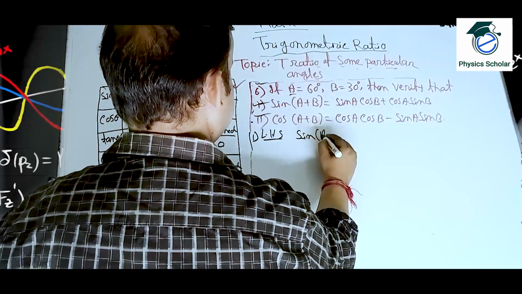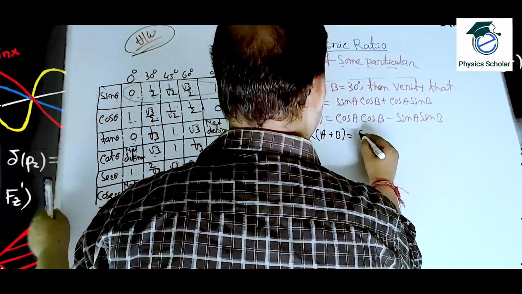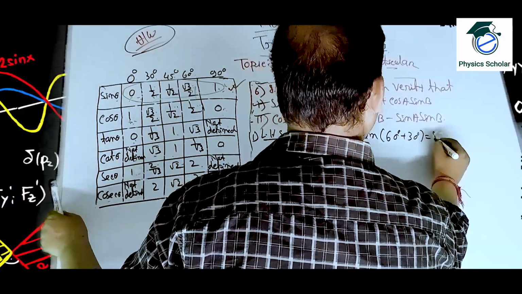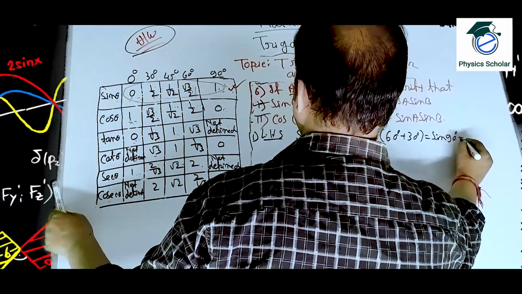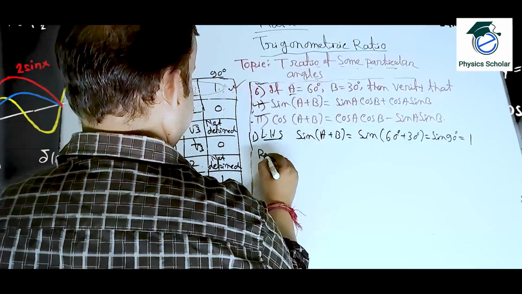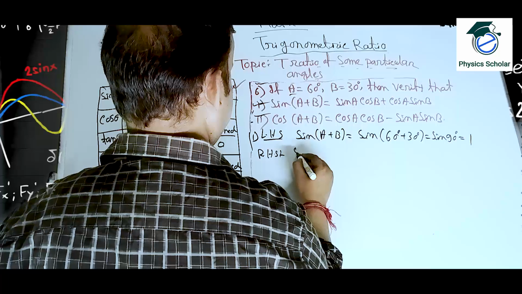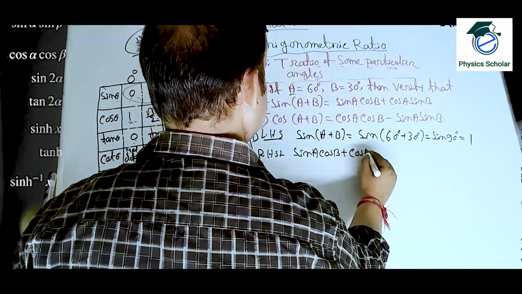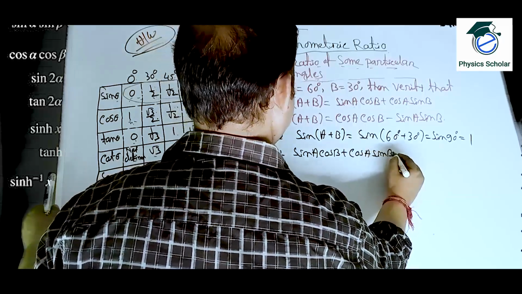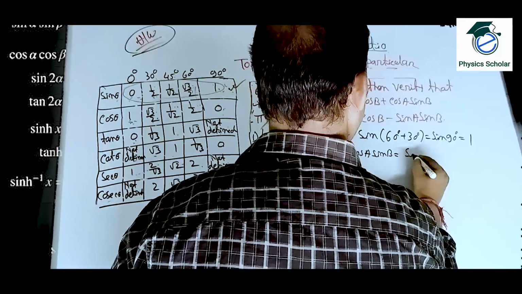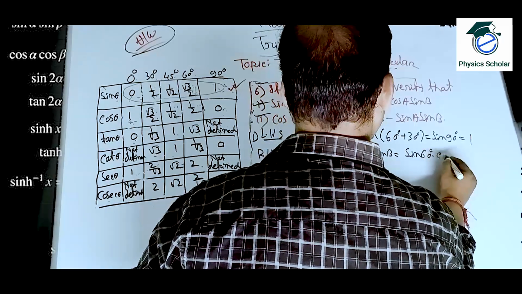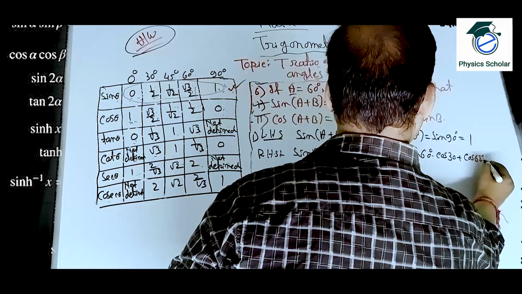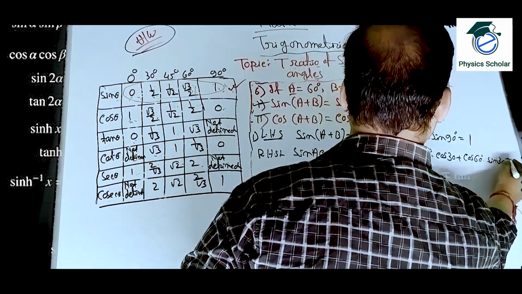Sin of A plus B is equal to sin of what? 60 plus 30 is equal to sin 90 degree is equal to 1. Right hand side what? Sin A cos B plus cos A sin B. Now A means 60 degree, that means sin 60 into cos 30 plus cos 60 into sin 30.